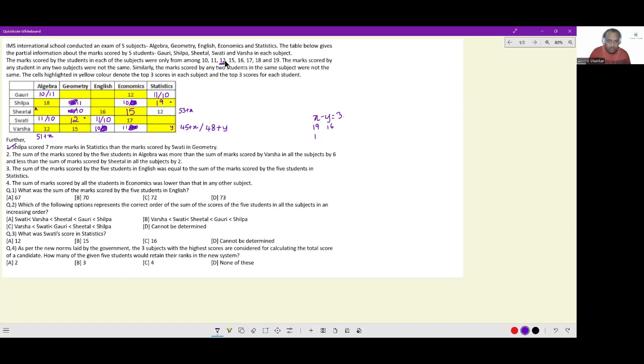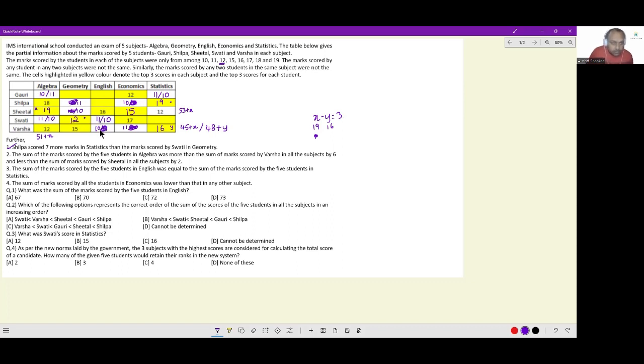No. 13 is not available. Can x be 15? No. X is in a row where 15 is already taken up. Can x be 12? No. Then y would be 9, and 9 is not available. So the only possible solution set for x and y will be 19 and 16. So this is 19 and this is 16. This is also known.